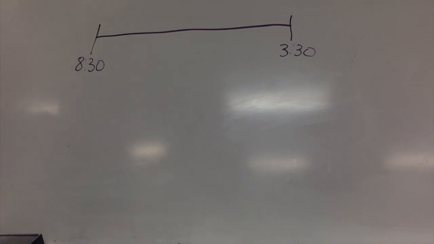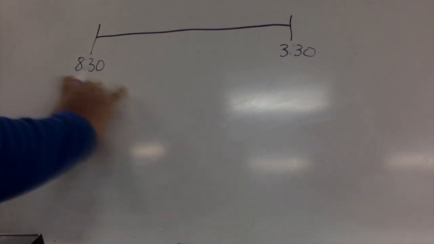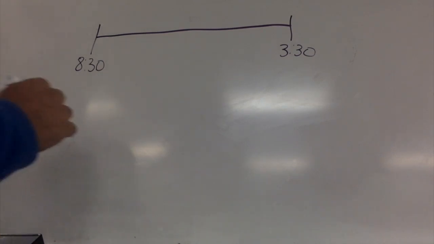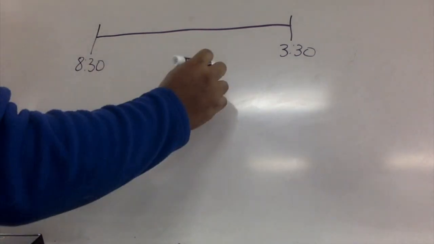Now let's try a real life example and let's go by the half hour. So a real life example would be, say, the hour that school starts versus the hour that school ends. You may have activities after school, and if you like, you can feel free to add those after. So we have from 8:30 to 3:30.